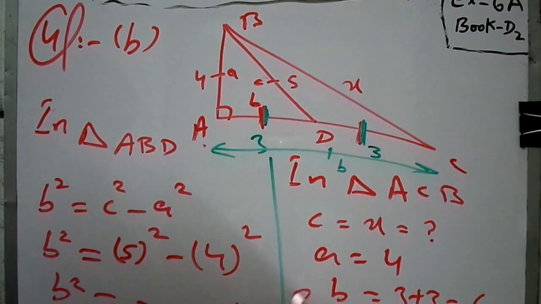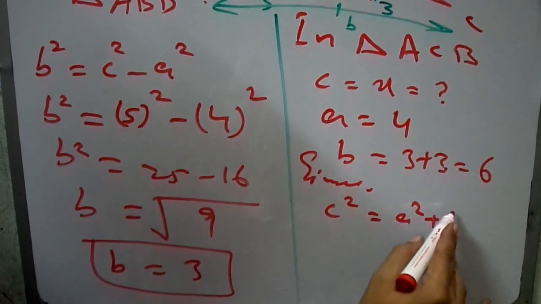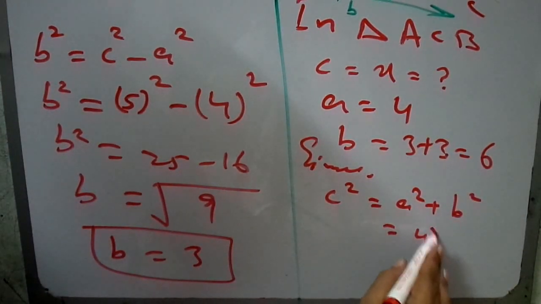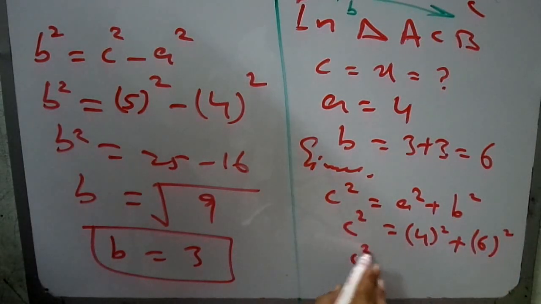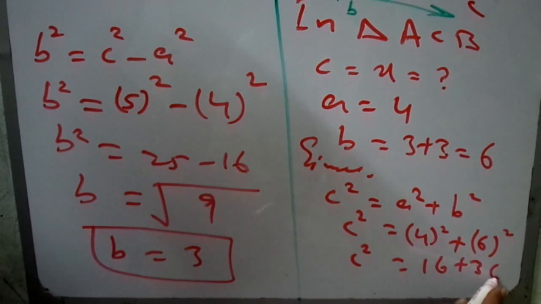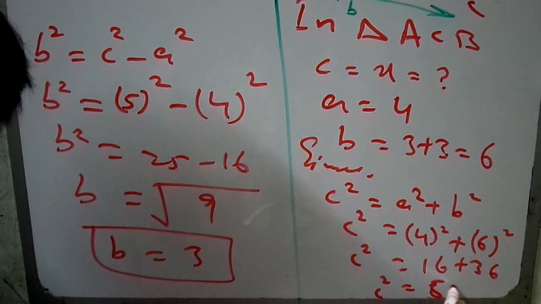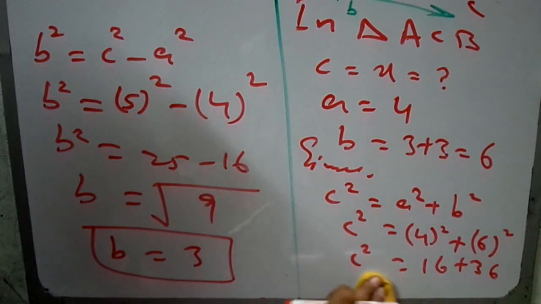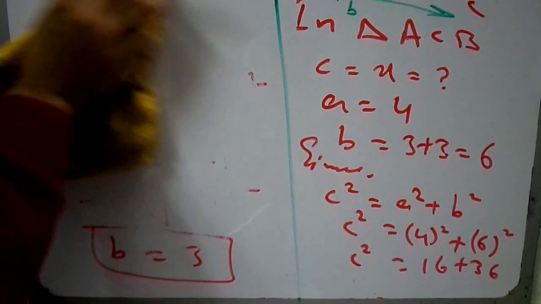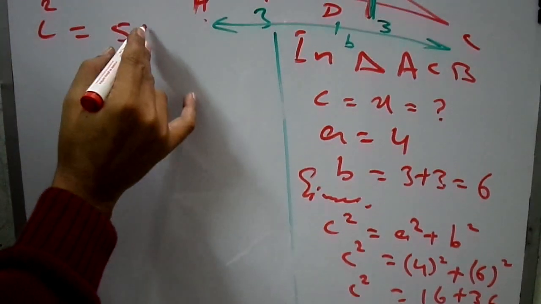So now by the Pythagoras theorem, C square is equal to A square plus B square. Putting the values, the value of A is 4 and the value of B is 6. So 4 square is 16, plus 6 square is 36. So the value of C square, after simplification, you will get 52. You don't have enough space here, so you can write it here. So C square is equal to 52.